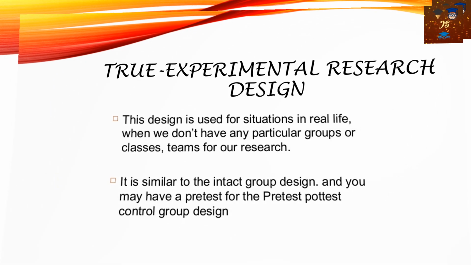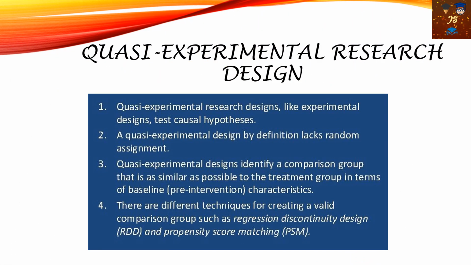Next is the quasi-experimental research design. It's like the experimental design to test causal hypotheses. A quasi design by definition lacks random assignment. That means there is a group. Quasi-experimental designs identify a comparison group that is as similar as possible to the treatment group in terms of baseline pre-intervention characteristics.